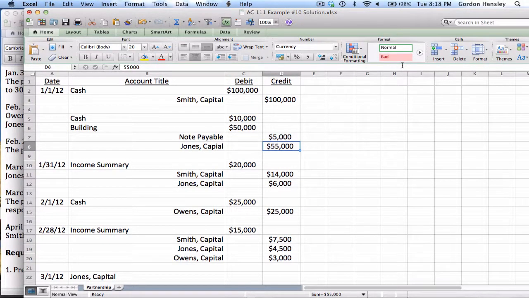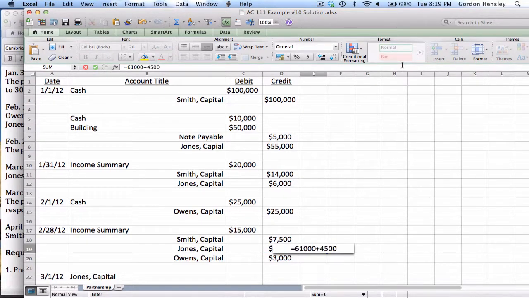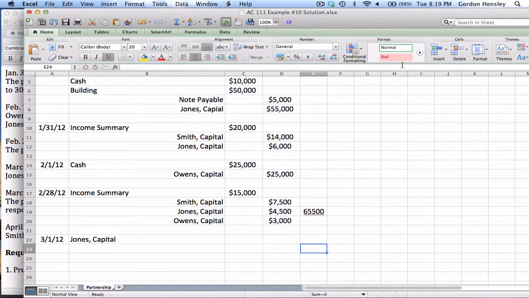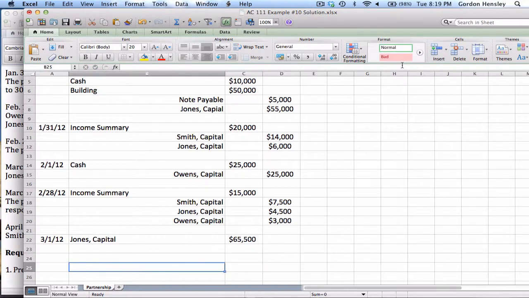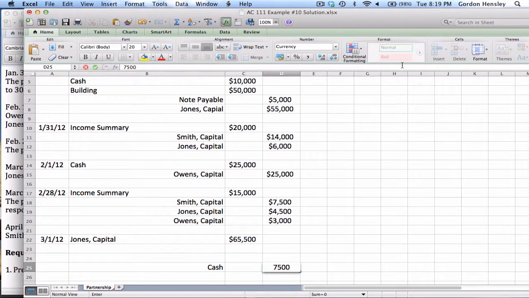Initially, Jones Capital was worth $55,000. Then we added $6,000 to that, which brought it up to $61,000. Then we added another $4,500, so $61,000 and $4,500 means right now the value of Jones Capital is $65,500. Now notice, and I'm going to skip a couple spaces, down here on cash, we agree to a buyout or a payout as he leaves of $75,000.